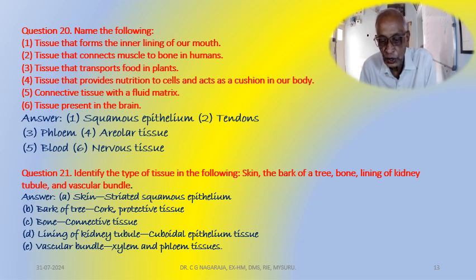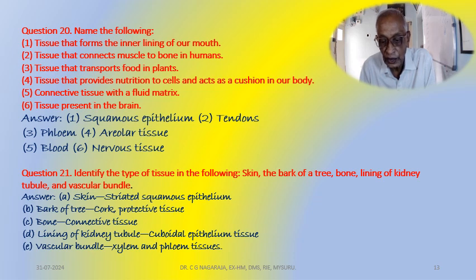3. Tissue that transports food in plants. See, we have come to plants now, suddenly. That's called phloem. Tissue that provides nutrition to cells and also acts as a cushion in our body. It's called areolar tissue.